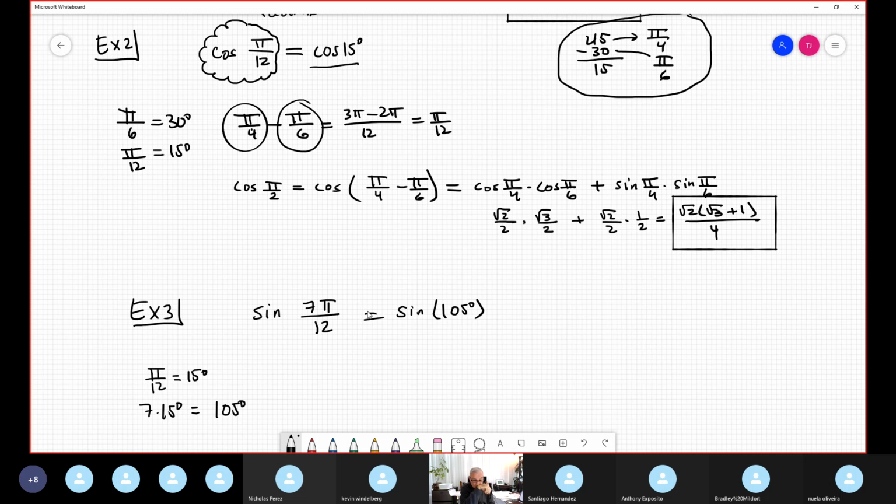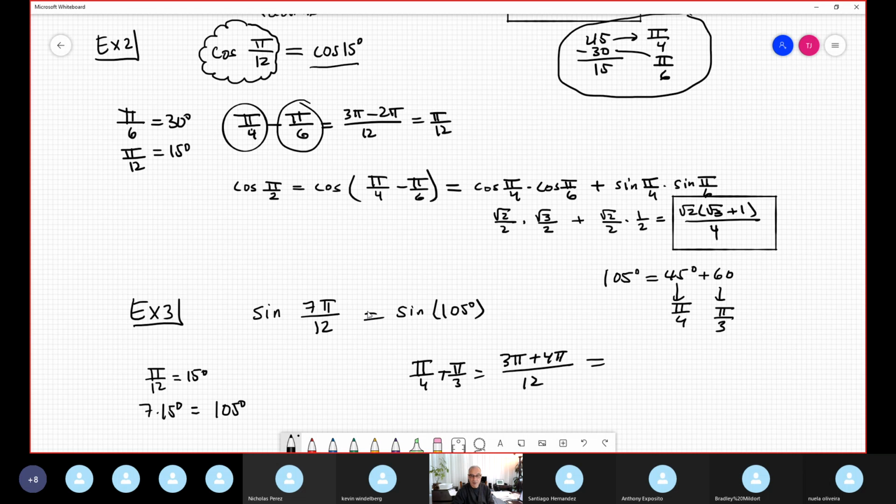The 105 maybe is the combination of 45. It's a clue. See, ending in 5 is because 45 participates in the game, plus 60. It's 105. Got it? And this is pi over 4 in radians, and it's pi over 3 in radians. And together, it's pi over 4 plus pi over 3. Its common denominator is 12. 12 divided by 4 is 3 pi. 12 divided by 3 is 4 pi. And 3 plus 4 is 7 pi over 12.